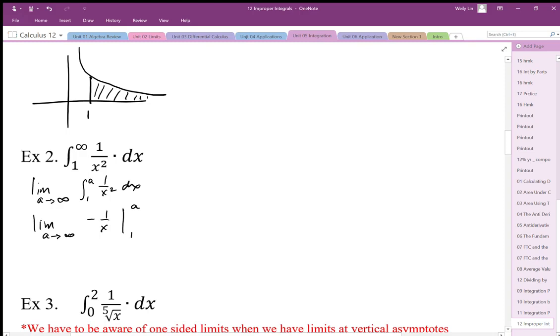So this area inside here we can then just plug in. We're going to end up with negative 1 over, well, a is infinite, so 1 over infinity, minus negative 1 over 1. This area works out to be 1 unit squared.